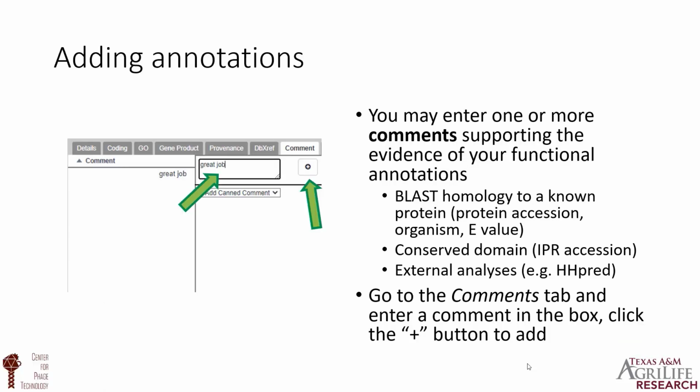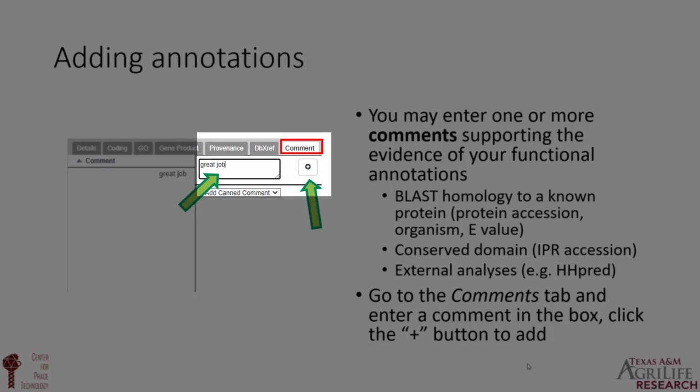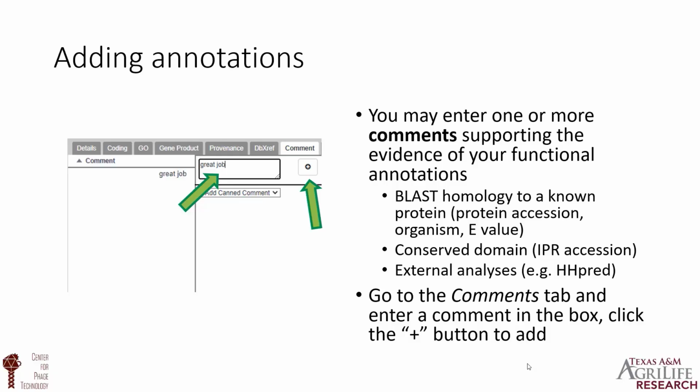Another feature here is that you can add comments so that you can write some notes to yourself that might support the evidence for your functional annotations. For example, you can have the evidence of the BLAST homology to a known protein's conserved domain, or the results of external analyses you might run, such as HHPred. You can go to the Comments tab and enter a comment in the box and press the little plus button to add it. You can add an unlimited number of comments to each individual gene.